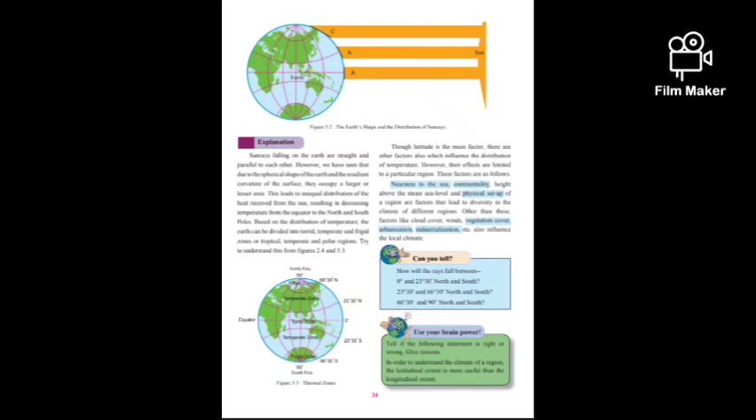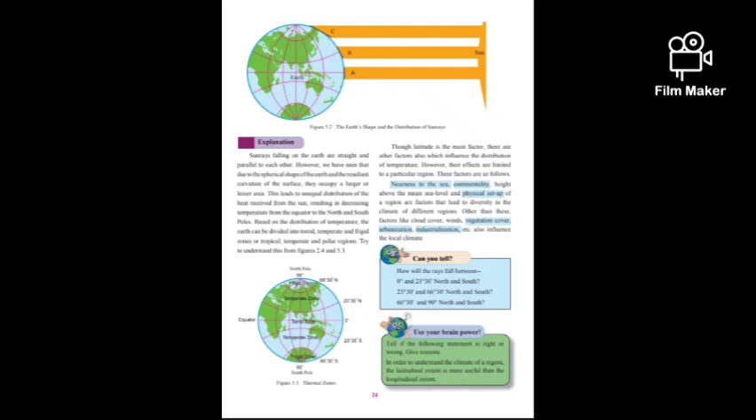Somewhere it is perpendicular, somewhere it is slant. So it affects the temperature on the earth. But along with the latitude, there are other factors also which influence the distribution of temperature. Yes, but their effects are limited. It is only to a particular region. Now let us understand which are these factors.